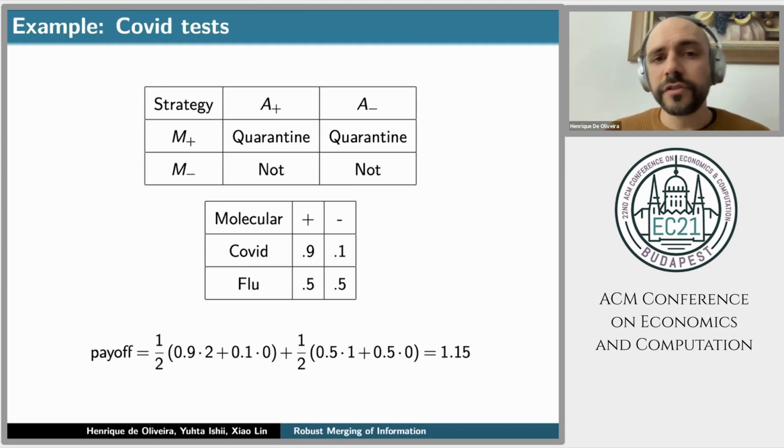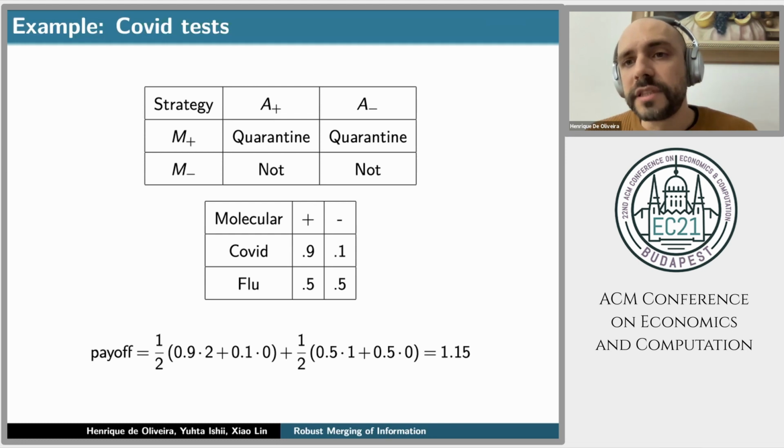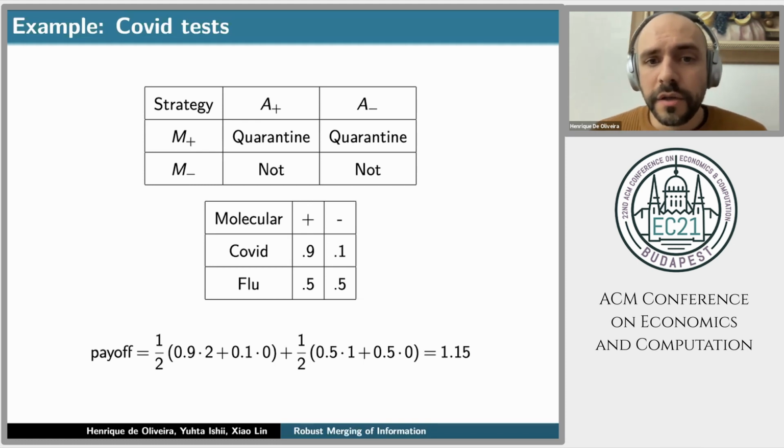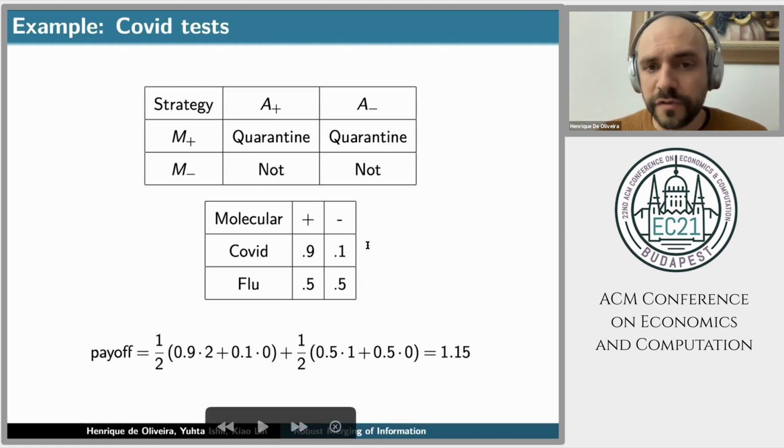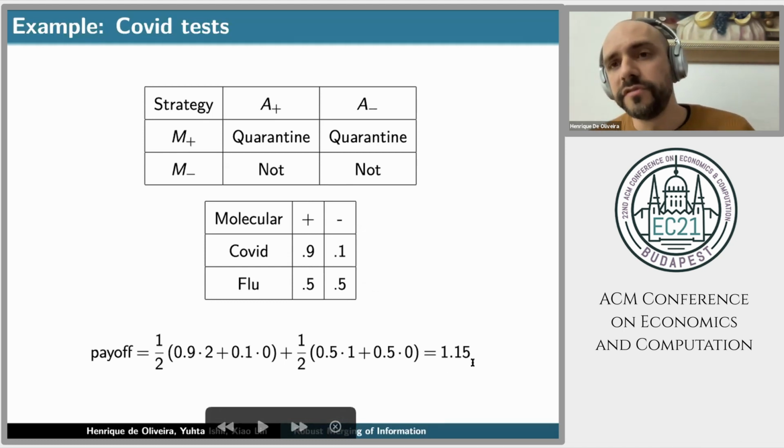Now, here's another strategy, which is much simpler. This strategy just completely ignores the antigen test and looks at the molecular test only. The strategy says, if your molecular test comes out positive, you recommend quarantine. If it comes out negative, you recommend no quarantine. In that case, there's no ambiguity about what the correlation is, because the only thing that matters to specify the payoffs are the probability distributions of the molecular test. And those are well understood from our study of the molecular test. We can calculate the payoff of that strategy and we get 1.15.